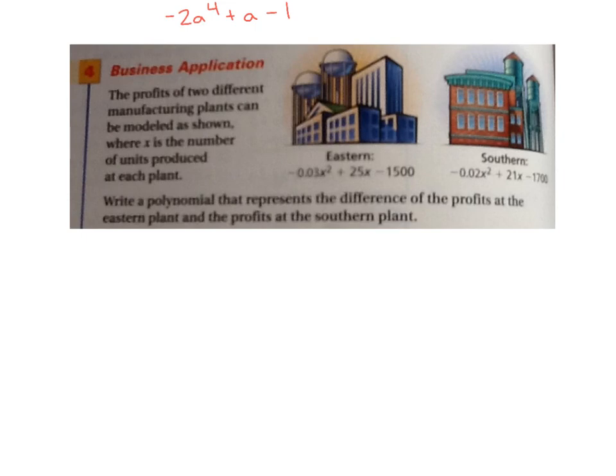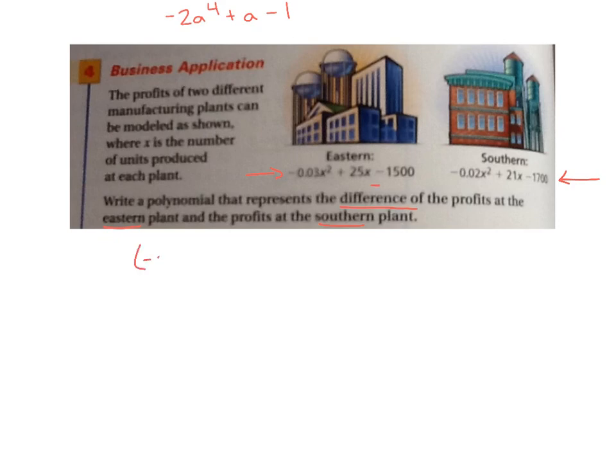So it says the profits of two different manufacturing plants can be modeled as shown, where x is the number of units produced at each plant. Write a polynomial that represents the difference, there's our math word, of the profits at the eastern plant and the profits at the southern plant. Because eastern came first and southern came second, our eastern polynomial is going to go first and our southern polynomial is going to go second. And because it says difference, we're going to subtract the two.